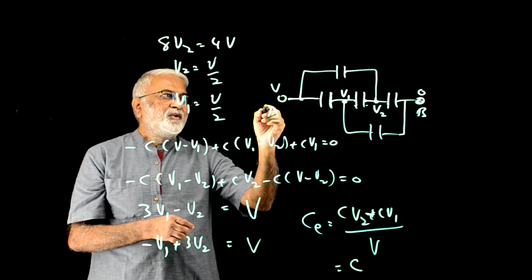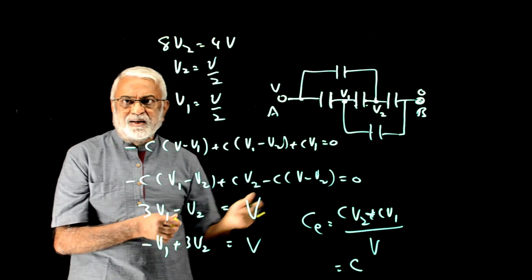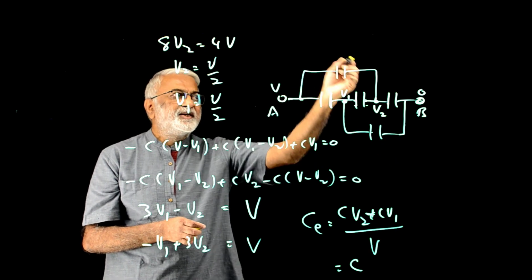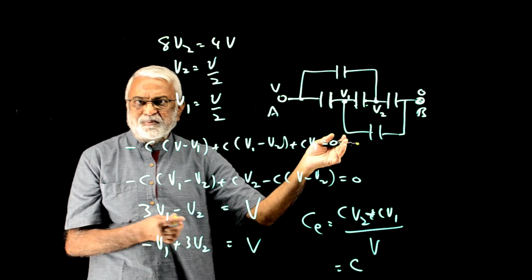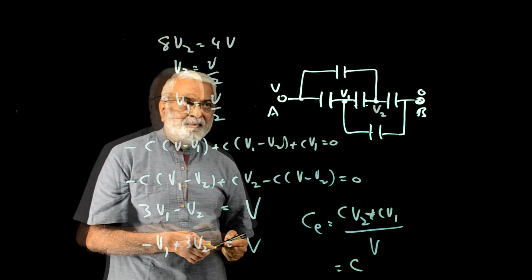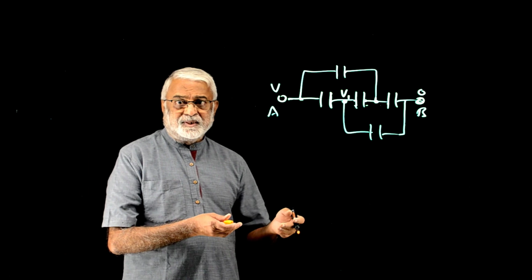So this is one path to B and this is another path to B, which are in parallel. So C and C in series, C by 2, C and C in series, C by 2, C by 2, C by 2 in parallel, that's C. Interesting. Let's exploit the symmetry in this circuit and simplify it even further.